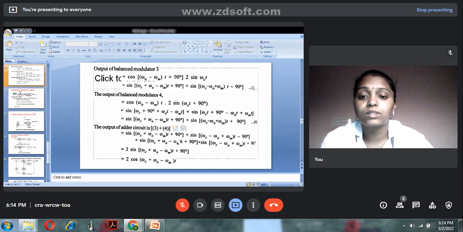So we can add these two. So finally we get an output, that is the LSB component present at the output of the adder, that is 2 sin omega c plus omega naught minus omega mt plus 90. So we have the formula sin 90 plus theta equal to cos theta. Like that we can write 2 cos omega c plus omega naught minus omega mt, that is carrier minus message signal. So the LSB component is present at the output. So finally we have the SSB single sideband signal present at the output.